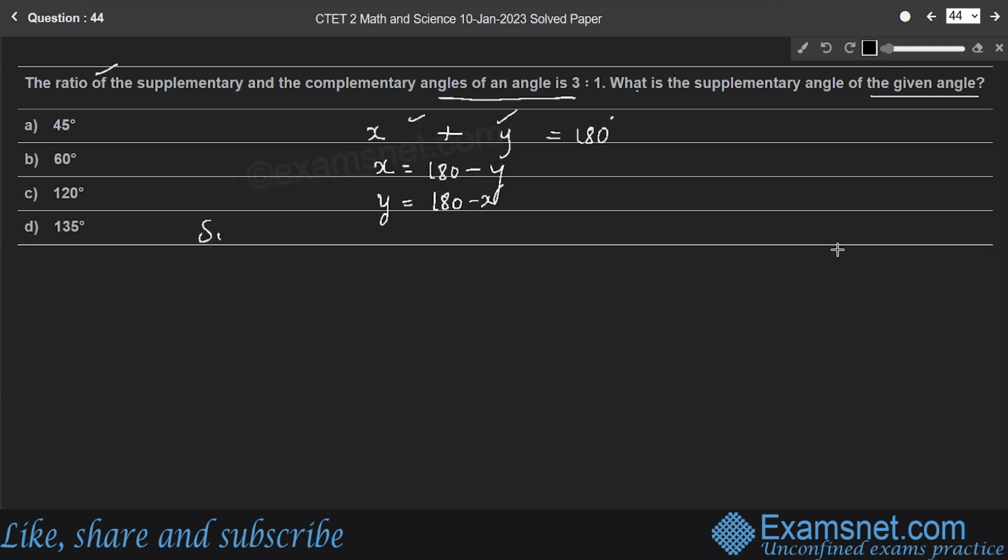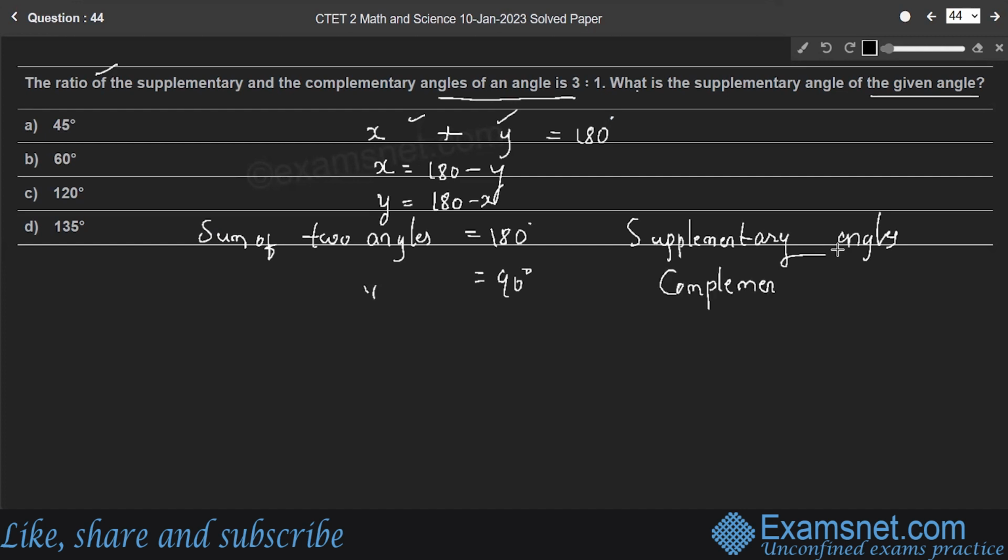If the sum of two angles is equal to 180 degrees, then these angles are called supplementary angles. If the sum of two angles is 90 degrees, then these angles are called complementary angles. And in the question it is given that the ratio of supplementary and complementary angles of an angle is 3:1. So we'll consider x as an angle. So let x be an angle, and its supplementary angle.